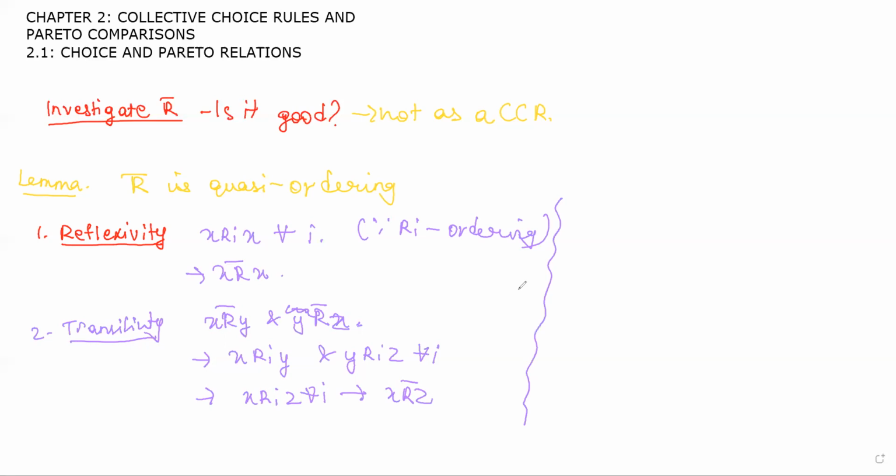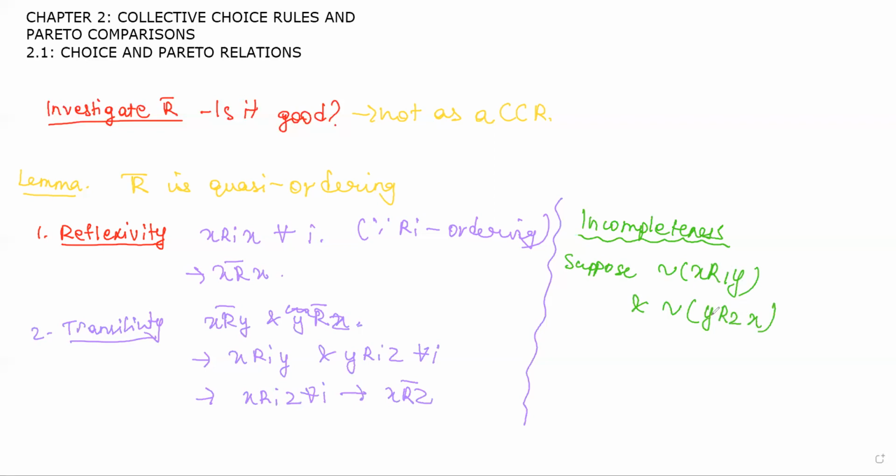Now to prove that it is a quasi-ordering, we also prove that it is incomplete. Let's see. How do you show this? For this, you have to construct a counterexample. So suppose not X R_1 Y and not Y R_2 X. Ask yourself why I used 2 here and 1 here, why I didn't use 1 again here. That can be your exercise. This is a hint. Anyway, suppose this is true, then not X R bar Y, because for i equal to 1, X R_i Y is not true, and not Y R bar X. Hence we have proved incompleteness and we have proved that it is a quasi-ordering.